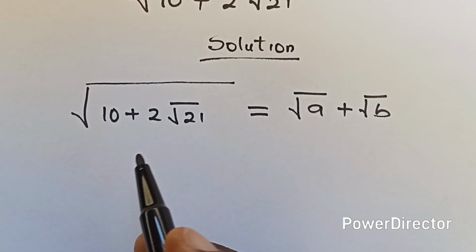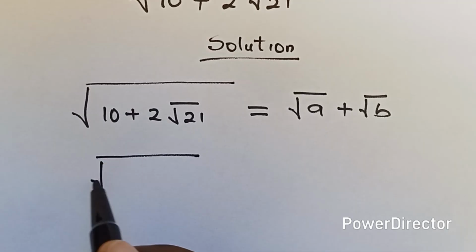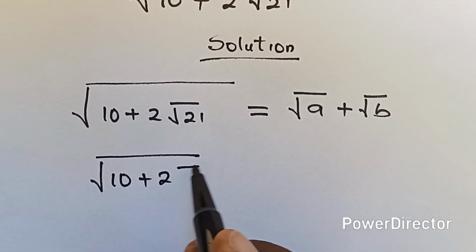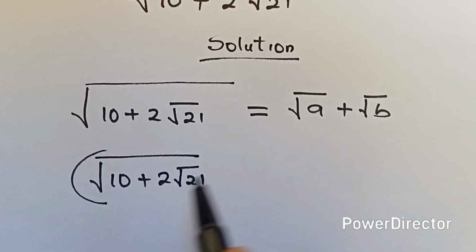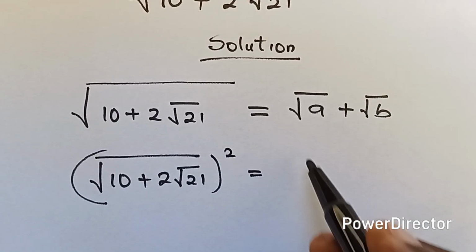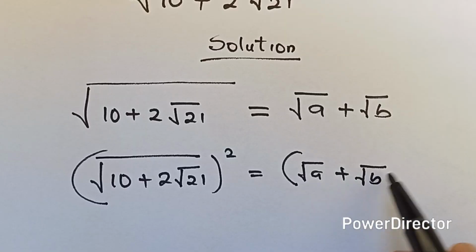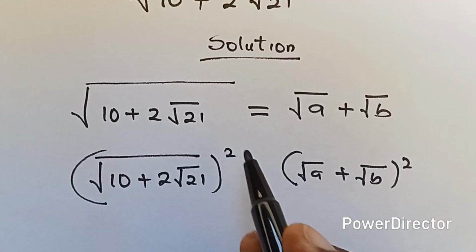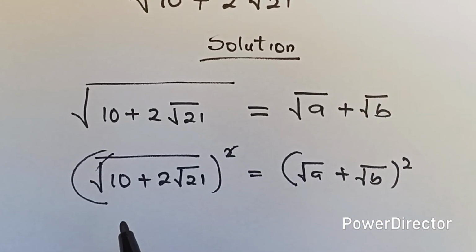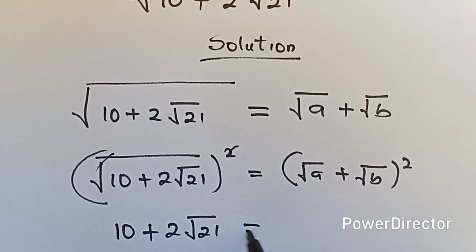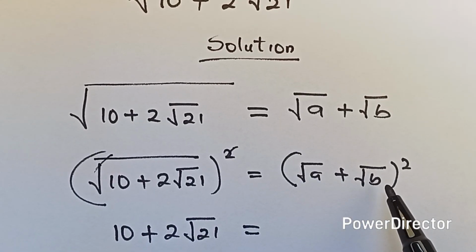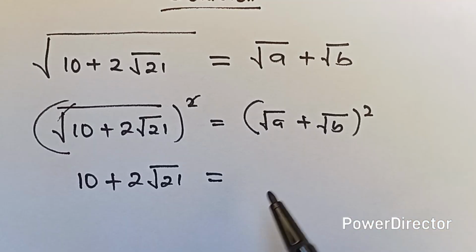So by the time we square both sides, we have square root of 10 plus 2 root 21. We square this side and we also square this side. Okay, so now the square, we cancel the square root. We have 10 plus 2 root 21. Also, this, we are going to expand this. Okay, so let me write it out.